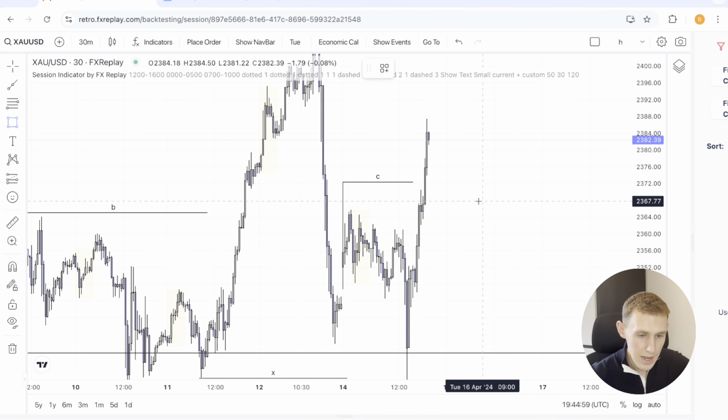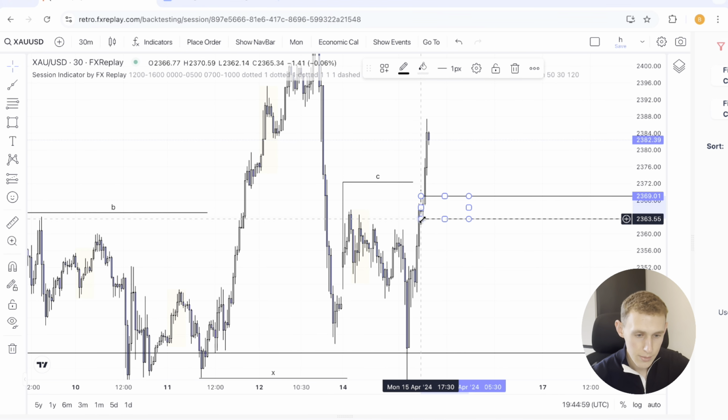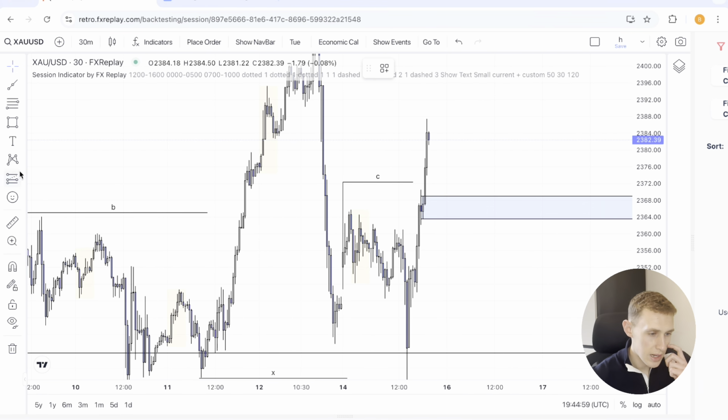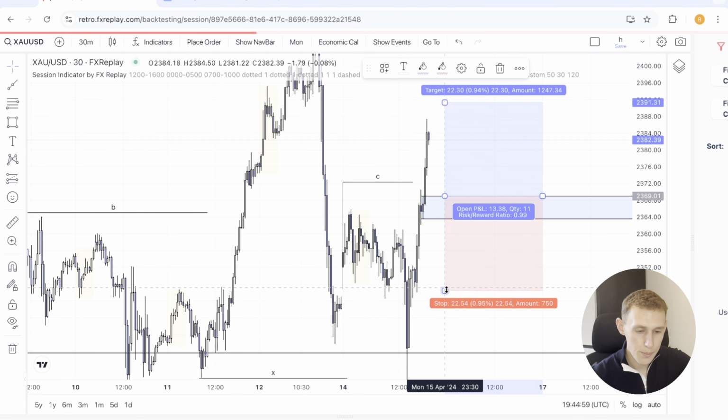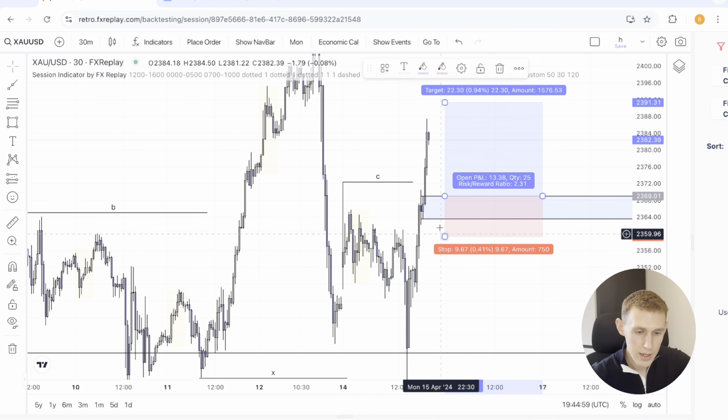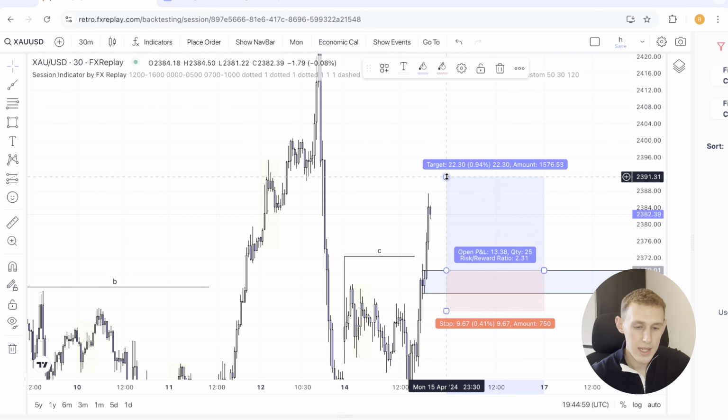We also have a clear level of demand right here after that change of character. So this is a perfectly valid trade. I'm going to set the limit right here. Stops will go just slightly below that demand. Again, in a logical place that makes sense.